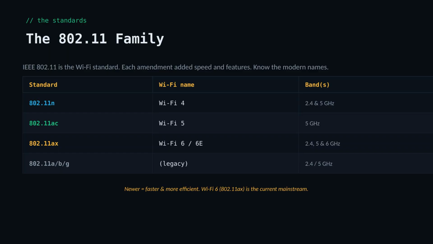IEEE 802.11 is the underlying Wi-Fi standard, and each amendment, those letters tacked on the end, added more speed and smarter features. 802.11n is what the Wi-Fi Alliance now calls Wi-Fi 4, running on 2.4 and 5 GHz. 802.11ac is Wi-Fi 5, 5 GHz only, and 802.11ax, Wi-Fi 6, or 6E when you include the 6 GHz band, is today's mainstream. The older A, B, and G standards are legacy. For the exam, lock in those modern names.